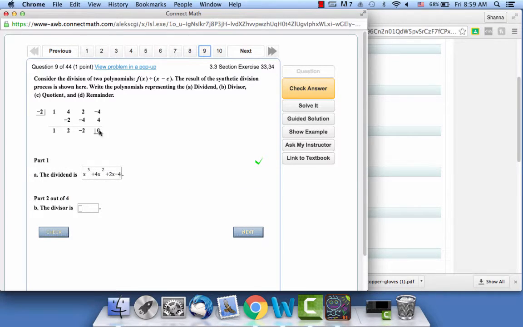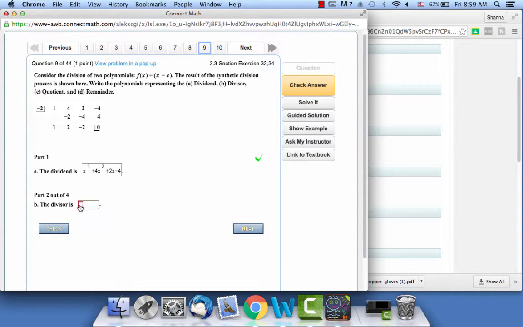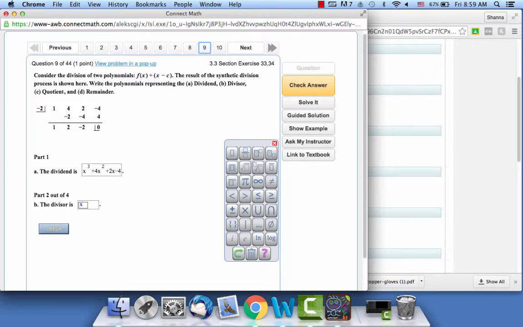Okay, so that is just reading these off. You see there are 4 terms, it means the first one's a cube. If there were 5 terms, the first one would be a fourth. 3 terms, the first one is squared. So it's always just one lower degree than you have numbers there. The divisor is the thing we're taking out. X plus 2, because if x plus 2 is 0, then x equals negative 2.